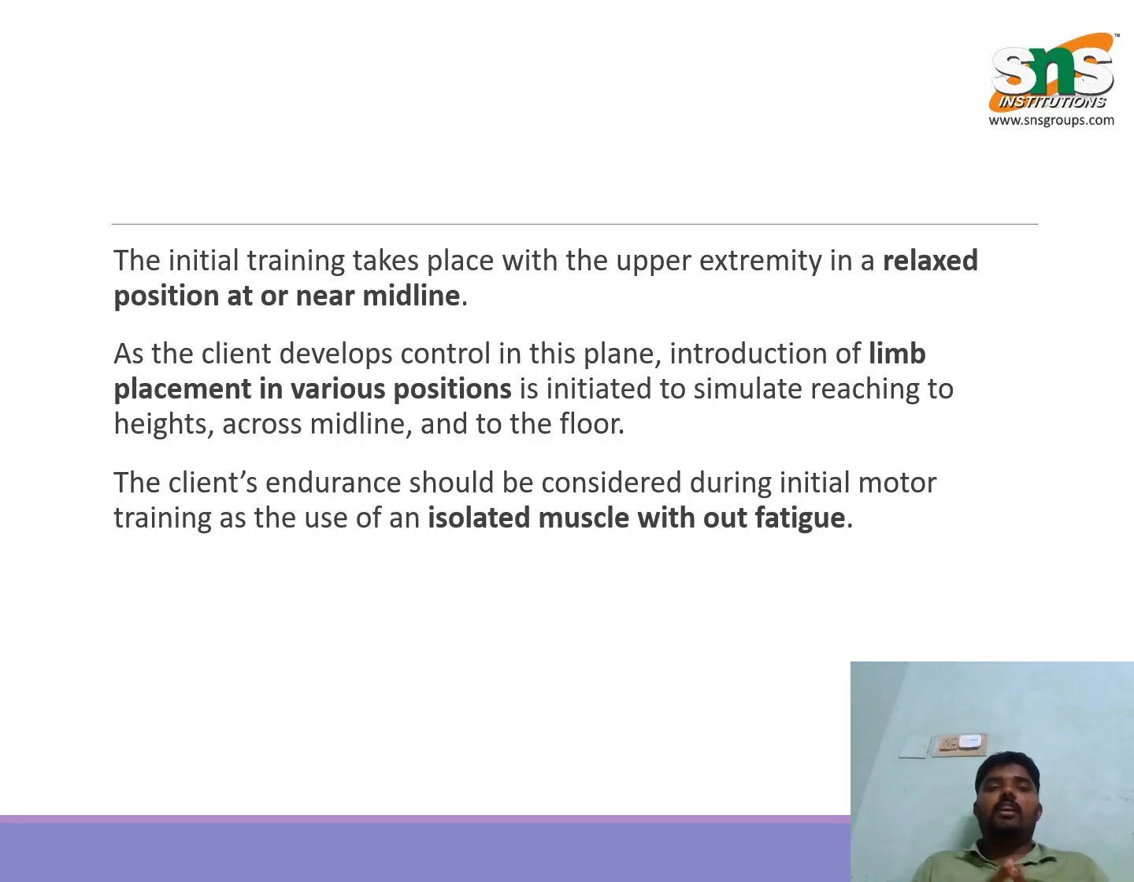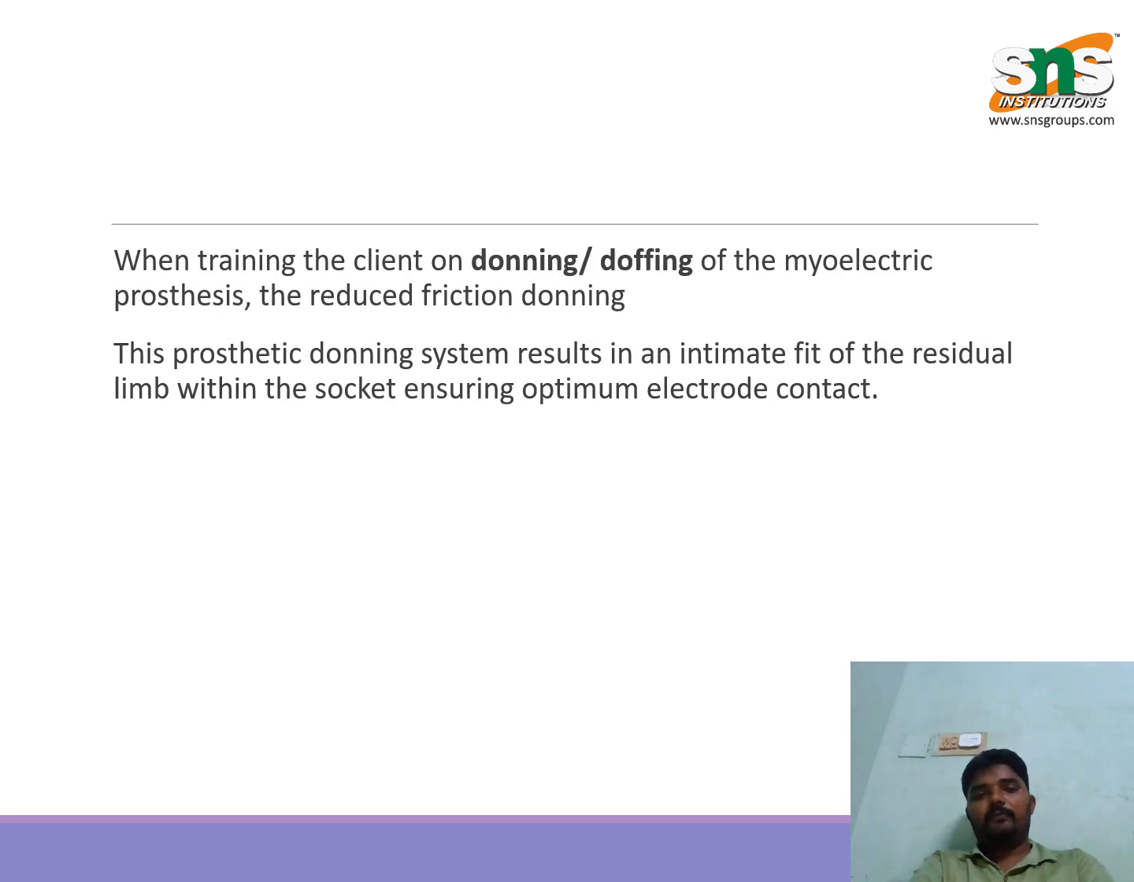Then the initial training takes place with the upper extremity in a relaxed position near the midline. As the client develops control in this plane, limb placement in various positions is initiated to stimulate reaching to height, across midline, or to the floor. The client's endurance should be considered during initial motor training, such as training isolated muscles without fatigue.